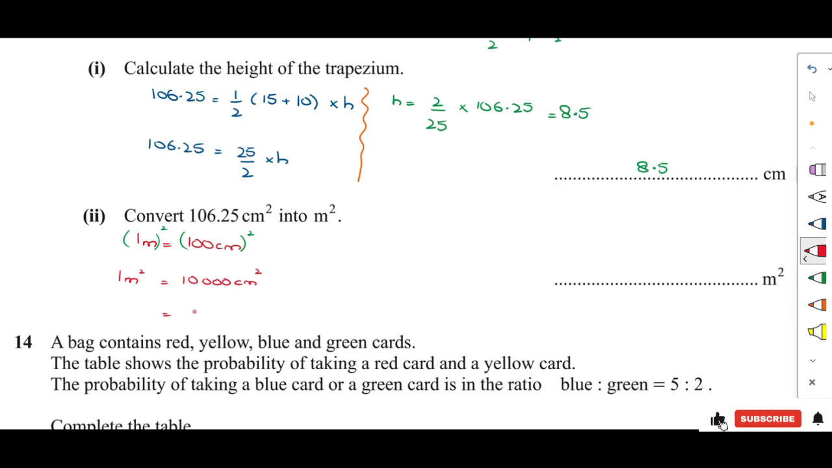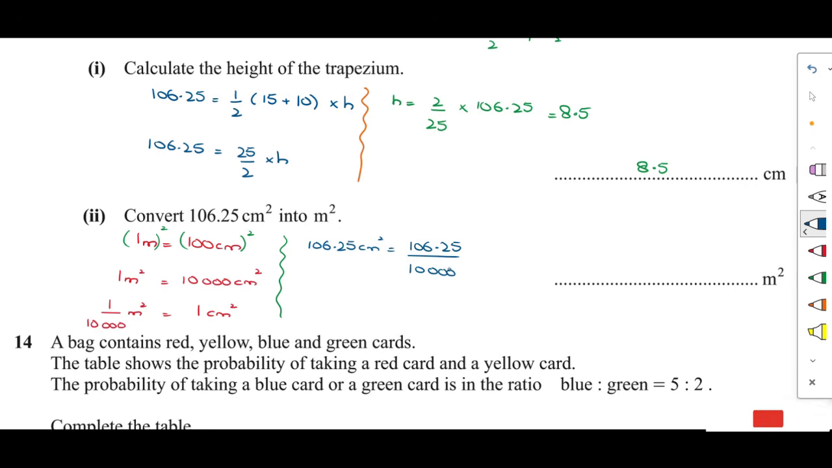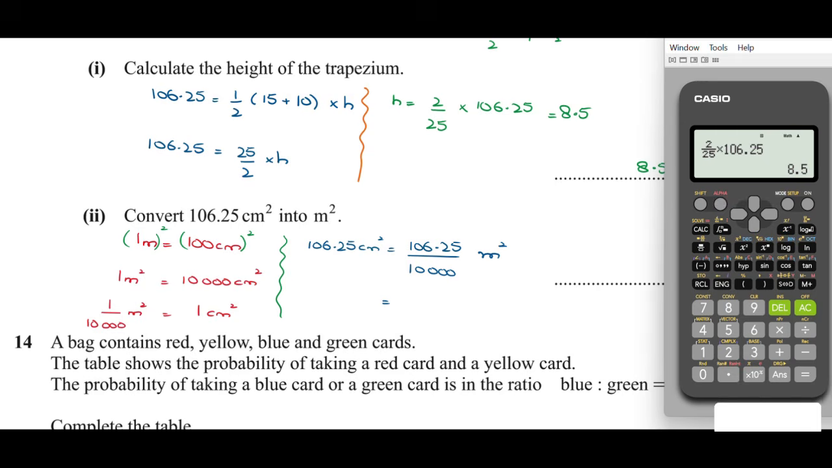So here we can say 1 centimeter square would be 1 over 10,000 meter square. Now we can easily figure this out, that 1 centimeter square would be this much meter square. So we need to figure out what is 106.25 centimeter square. That is 106.25 divides 10,000 meter square. Okay, so now let me figure this out.